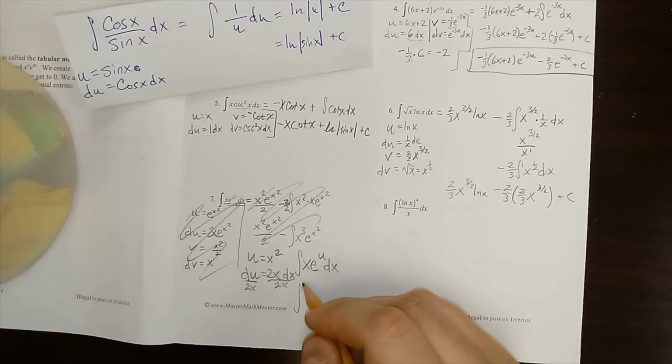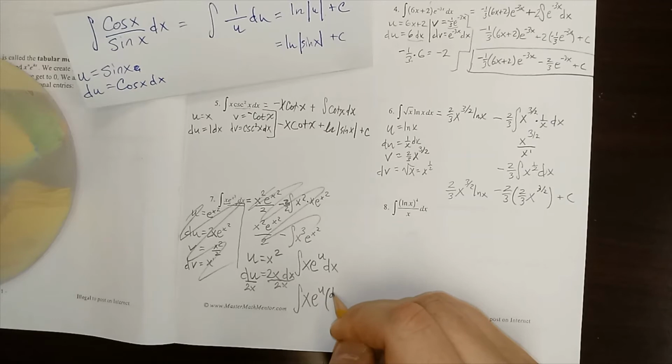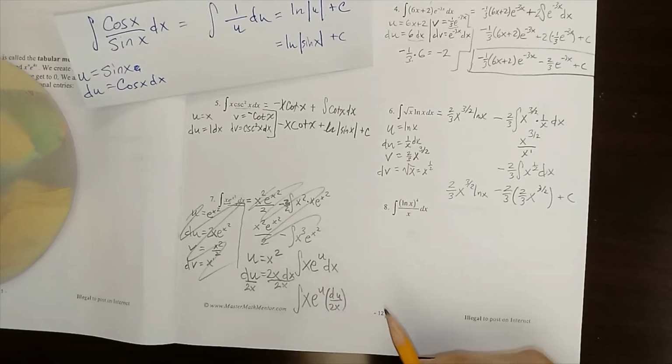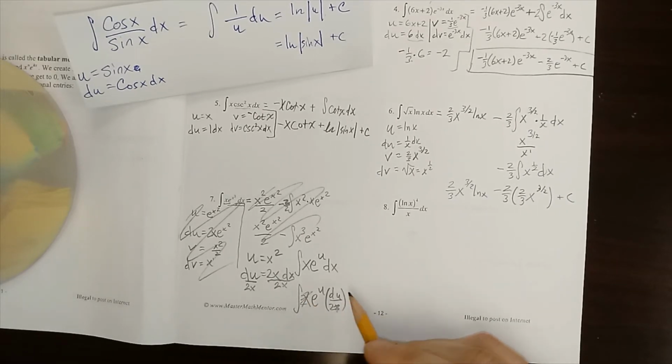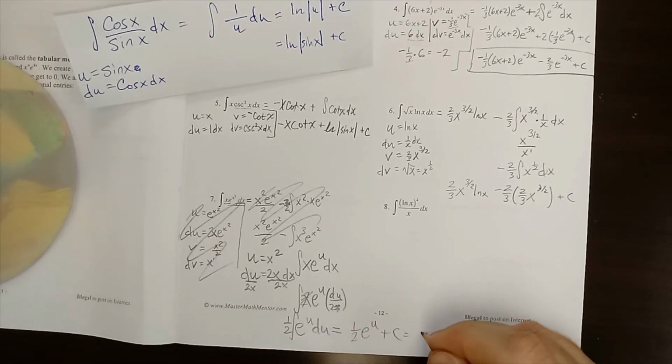And if I do some more replacement, x e to the u times du over 2x. Now the x's cancel. That's 1 over 2. So I can say 1/2 e to the u du. The integral of that is just e to the u with the 1/2 still out front plus c. Drop in my x squared. I feel silly.